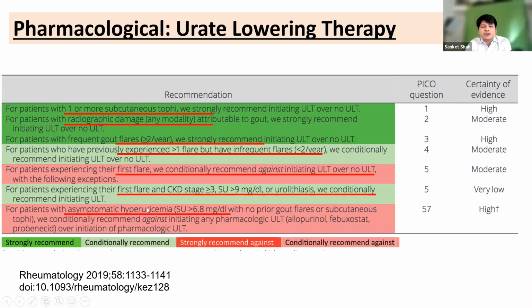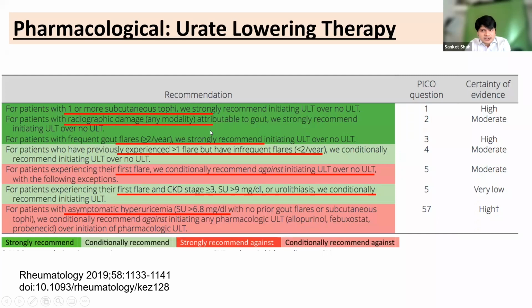Fine. Asymptomatic hyperuricemia, which is defined here by Americans as 6.8 or more milligrams per dL with no prior gout flare and no subcutaneous tophi: we recommend against initiating any pharmacological ULT, including allopurinol, febuxostat, probenecid, right?